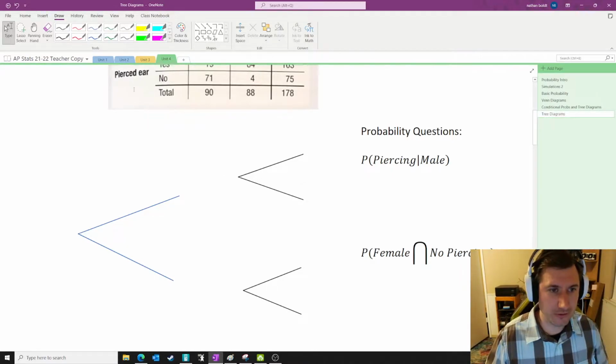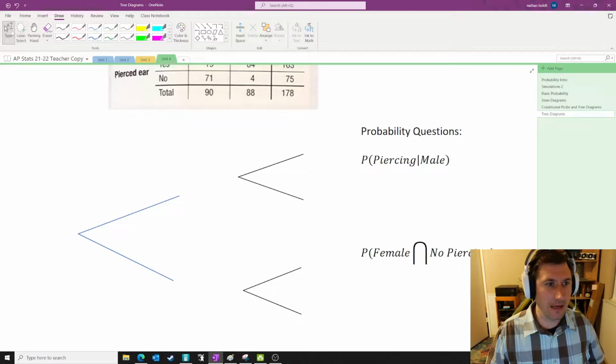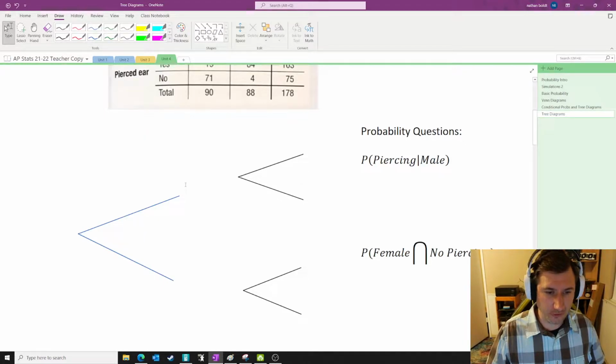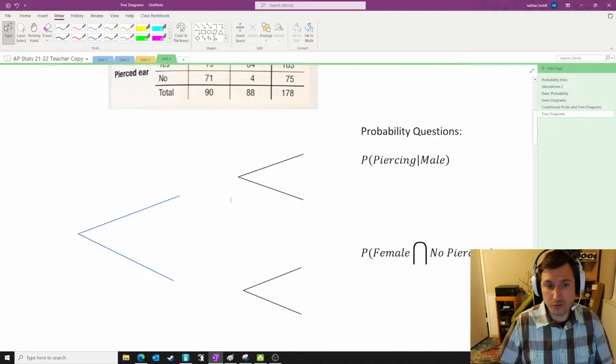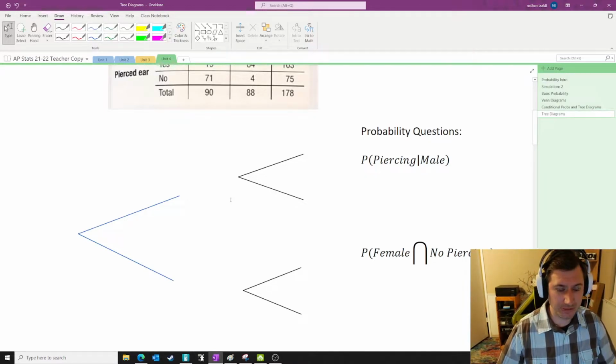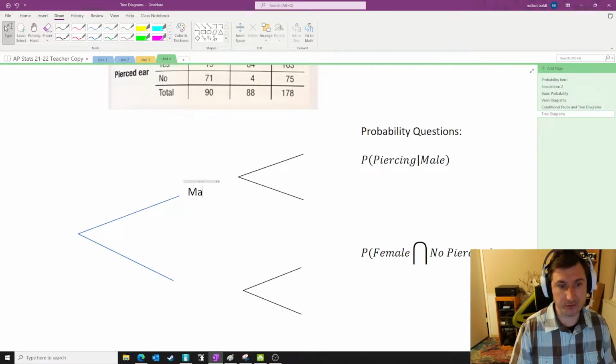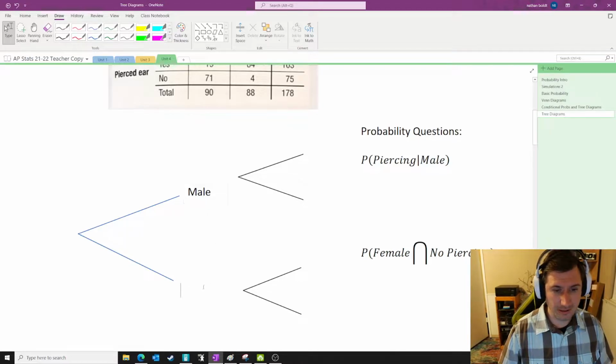So first thing you do is you take your data and you break it up with your first variable. Now you can choose which one you want to use first. In this case, we're going to do gender first. So male and female.